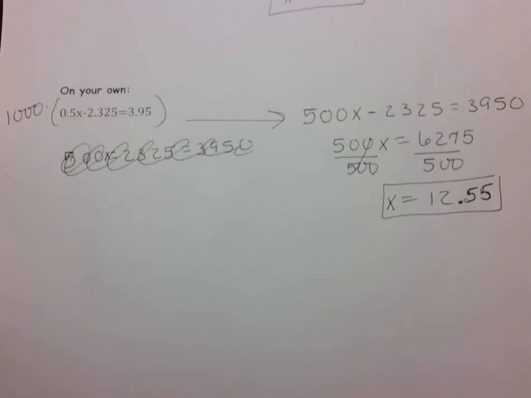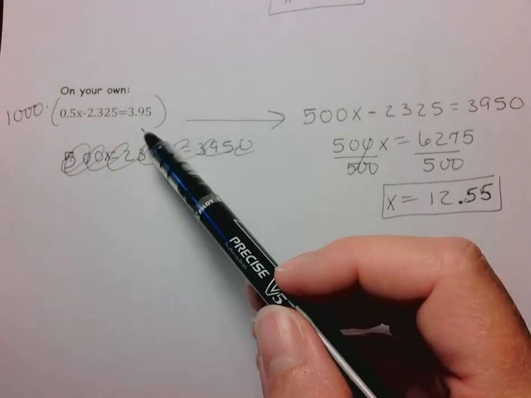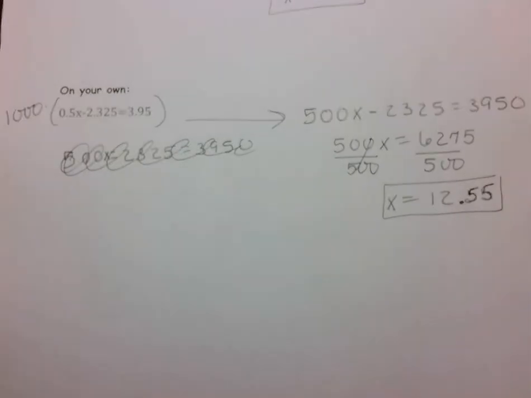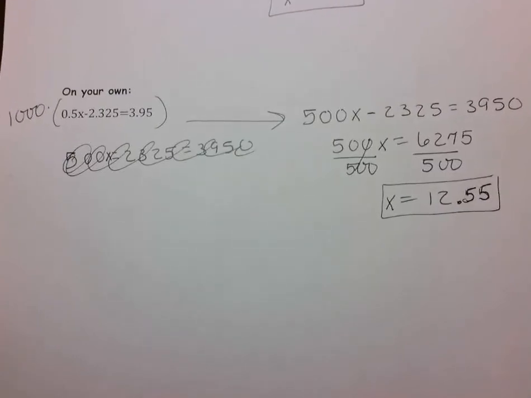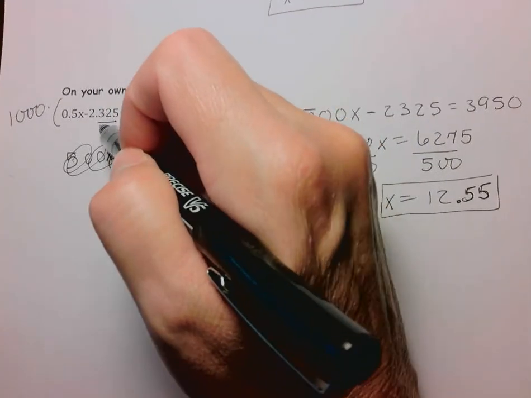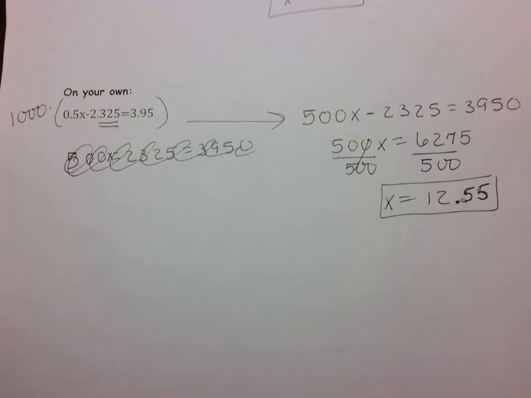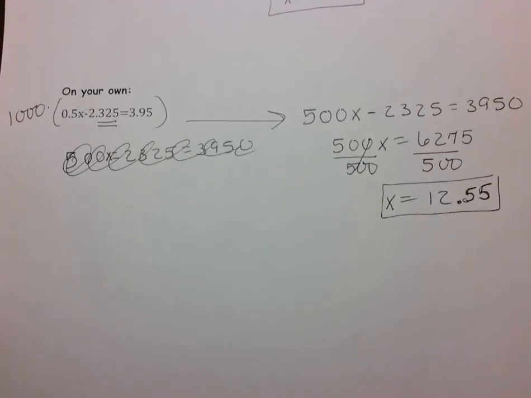Okay, so the answer is 12.55, and again, it's okay to give your answer as a decimal. Why? Because the problem was set up with decimals, so that's okay. So what did I do to make the math easier? I multiplied each term by 1,000 to get rid of the decimal. Why did I pick 1,000? Because that number goes out 3 decimal places. It goes out to the nearest thousandths place.